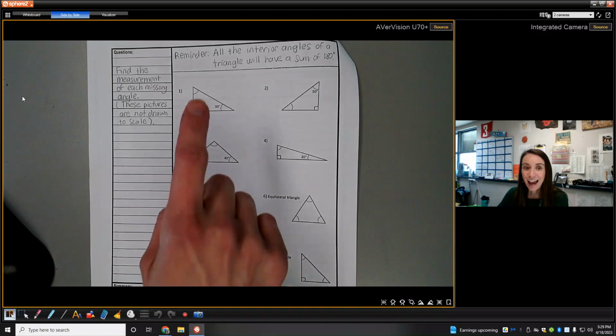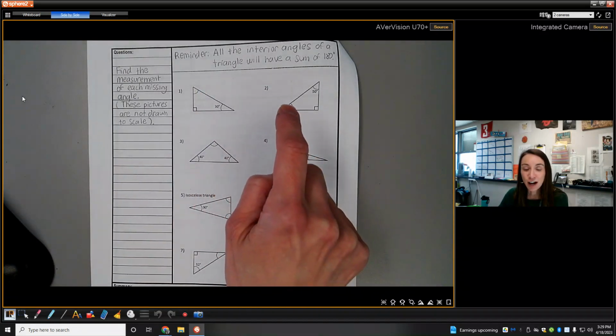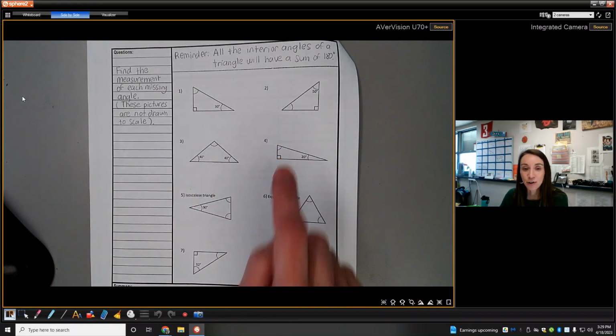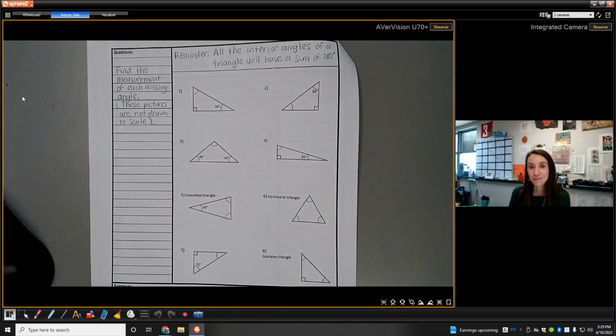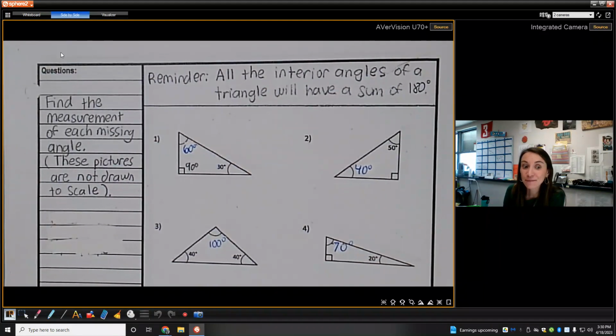So take a second and solve for each unlabeled angle's degree measurements right now. So hopefully you pause the video. Here's the answers to the first 4 triangles.